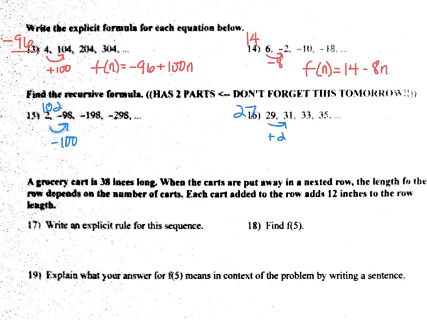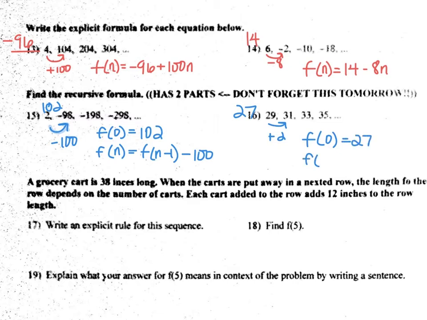So recursive has two parts. First, we have to actually say where we're starting. So I'm going to say f of 0 equals 102. And then we're going to say what the function actually is. F of n equals f of n minus 1, and then the pattern, which is to subtract 100 each time. You're going to really need to memorize that format so that you can write problems correctly on your test tomorrow. All right, and 16, f of 0 equals 27. Same format, f of n equals the previous term, f of n minus 1, plus 2.